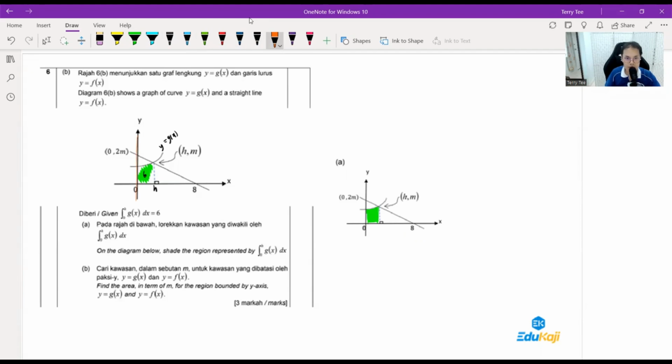Y equals g(x), and y equals f(x). This is f(x). f(x) is a straight line. So the area that we are talking about is this yellow region. Yeah, we're finding the yellow region.